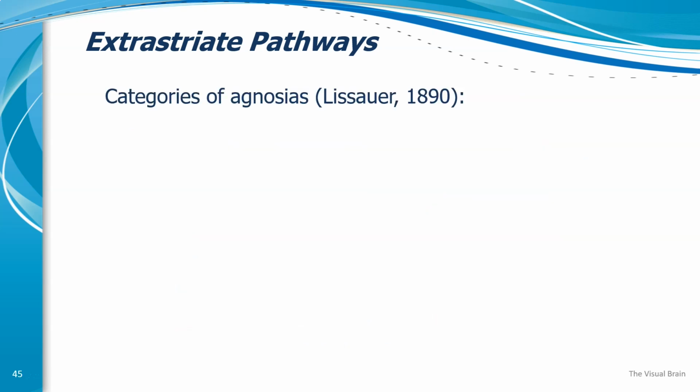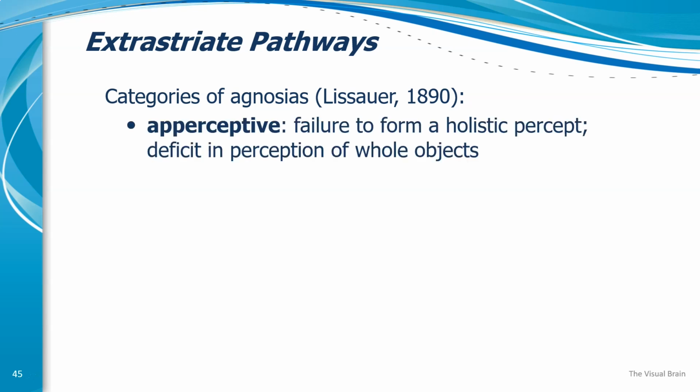Now, there are a lot of visual agnosias. People have tried to categorize them even before the term was coined. So I want to go to this and then we'll update it a little bit. Aperceptive is a category of related visual agnosias. The problem is perception. People cannot perceive.